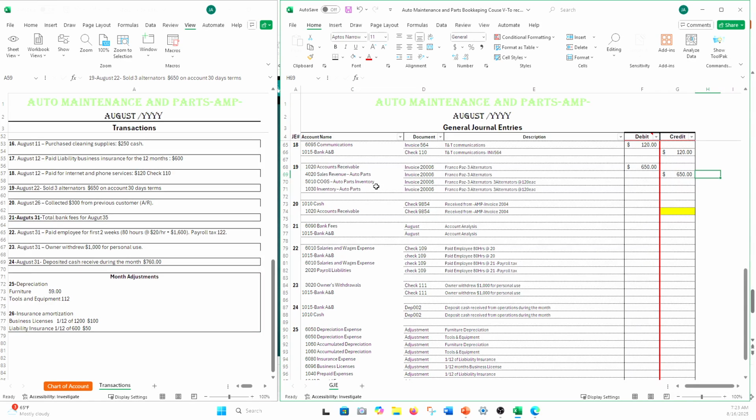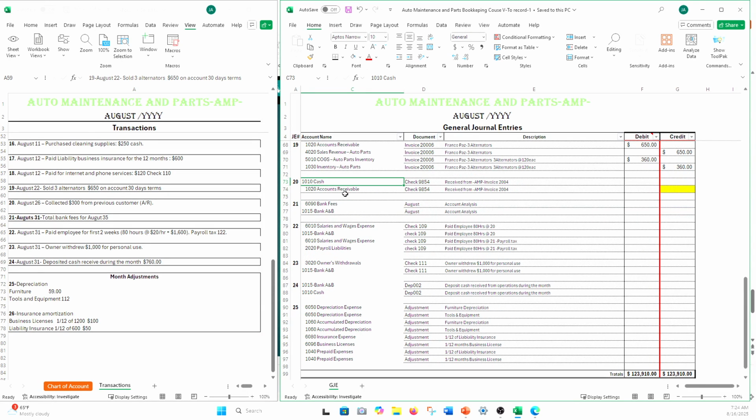But right now, everybody keep in mind that you have a cost for those parts and you have to reduce your inventory. That's clear already. We know that the alternator was $120 each. So our cost is going to be 3 times $120, $360, right? So our inventory has to decrease by the same dollar amount, $360. Okay, let's move a little bit here. So let's go to number 20.